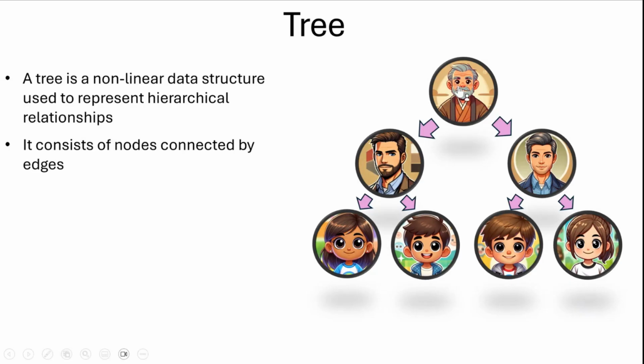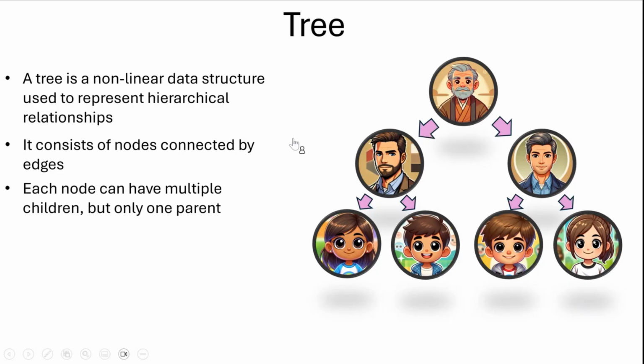So the element in a tree is also known as a node, and two nodes can be connected by an edge. Each node can have multiple children, but it can have only one parent, except the root node. The root node is the topmost element of the tree from which the tree starts. It does not have any parent.